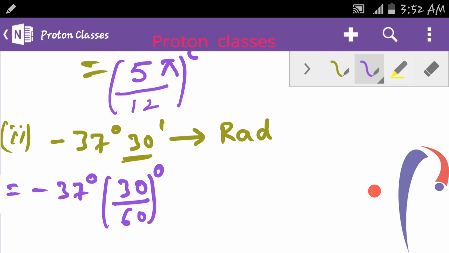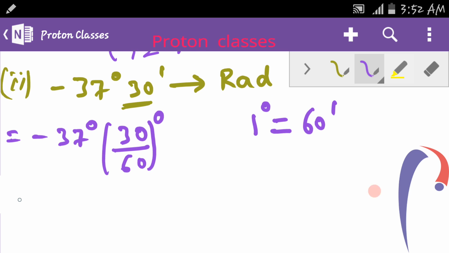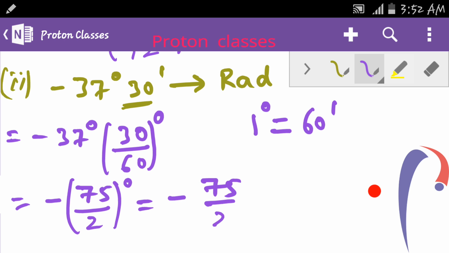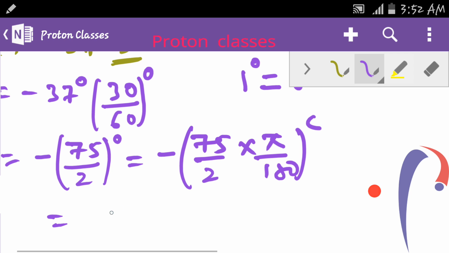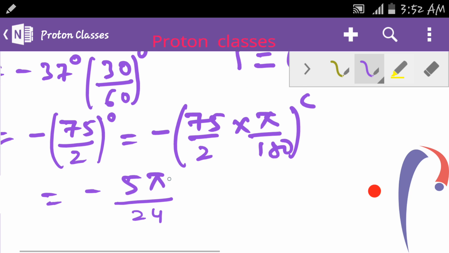This is degrees. Why do we divide 30 by 60? Because 1 degree is equal to 60 minutes. Now how can we further go on? By just solving it. 30 by 60 is 1 by 2. Therefore we got minus 75 by 2 degrees. Now convert it into radians, like the previous one, minus 75/2 into pi by 180. Now it is converted into radians. Just solve it and get your answer, minus 5 pi by 24. This is in radians. Now take another question.